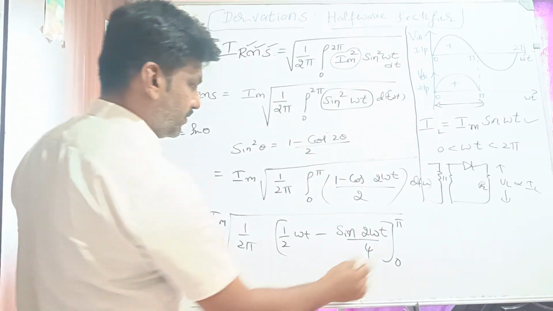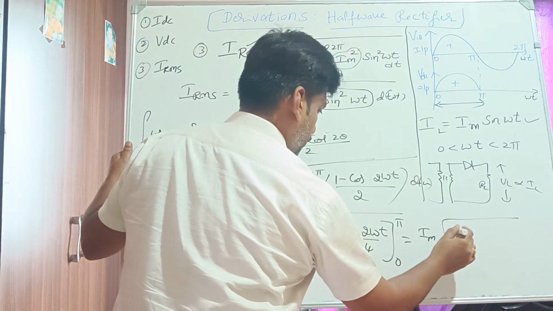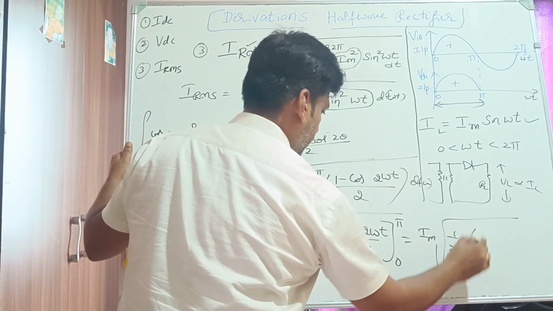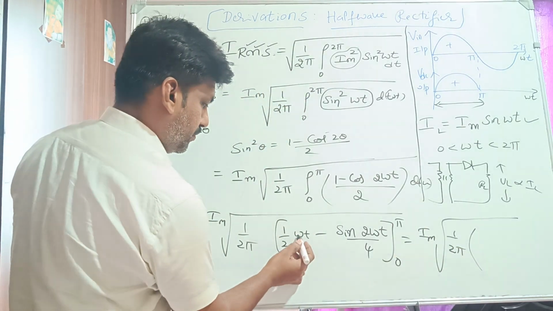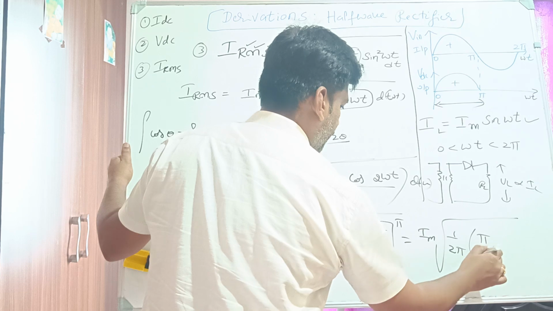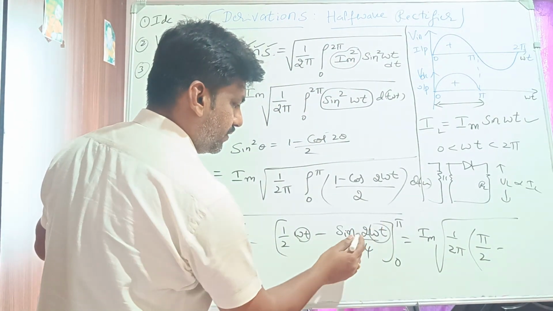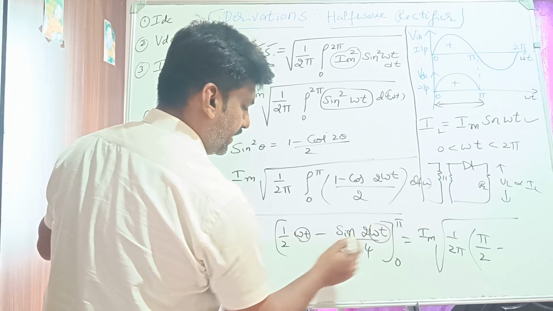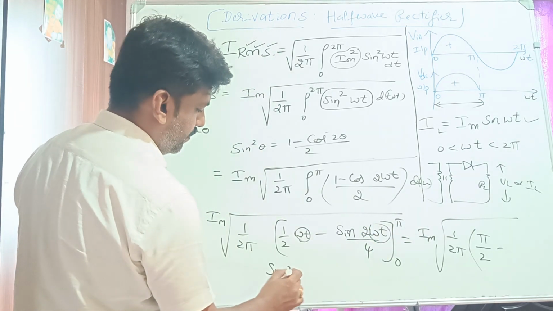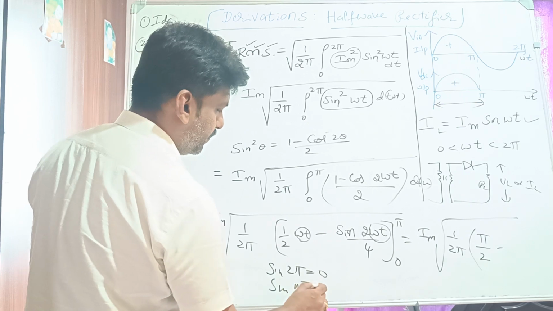So now we should solve this, so that we got Im square root of 1 divided by 2 pi, and look at this, half of omega t is there. For this we should substitute pi. So I will get pi by 2 for omega t. So omega t is considered as t here. What is sine 2 into pi? What is sine 2 pi? Sine 2 pi value is 0. Sine n pi value is 0. So this value is 0.